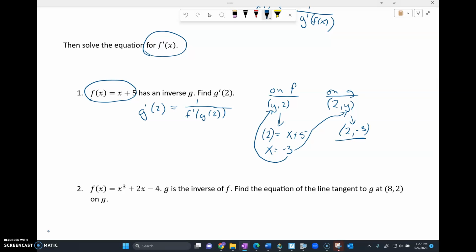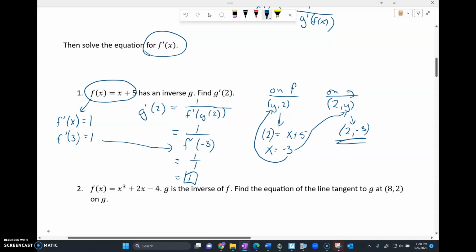Well, g of 2 according to this pair of coordinates is going to be negative 3. Okay? But then now we're kind of stuck. We're like, all right, well, what's f prime of negative 3? Well, we have f, right? So we can do a little bit of work here and find that f prime of x is just going to be 1. Right? So as I look at this whole thing, that means that f prime of negative 3 is also going to be 1. We can plug that in right here. So we end up with 1 over 1 or just 1. Right? So on the surface, it didn't seem like there's enough information to do anything here, but when we break down this problem into small pieces, it's definitely more manageable.